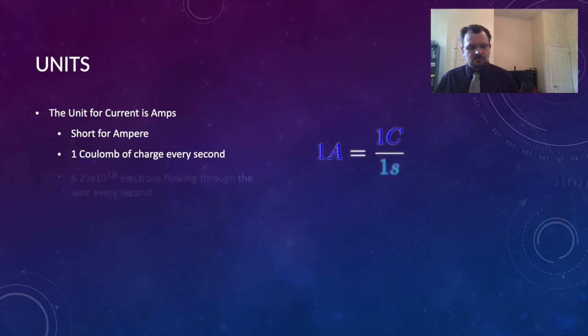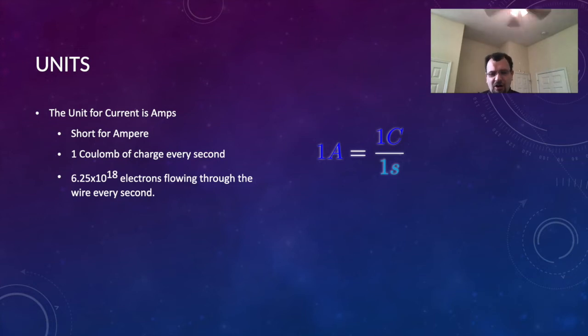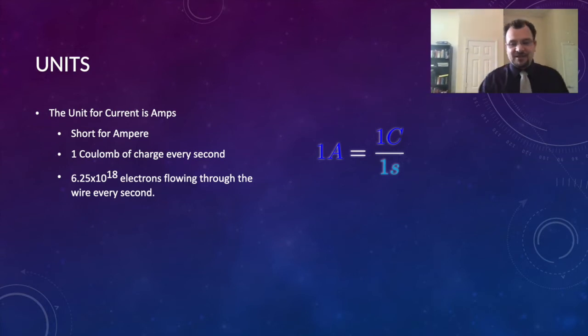So that means that through all the wires that are pulling 1 amp, like the ceiling fan above me, the lights on that ceiling fan actually are pulling almost exactly 1 amp, which means that 6.25 billion billion, 6.25 times 10 to the 18 electrons, are flowing through that fixture every second.